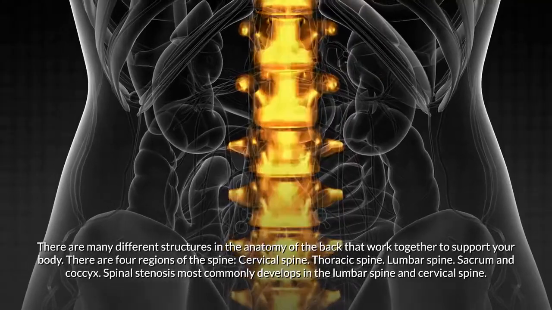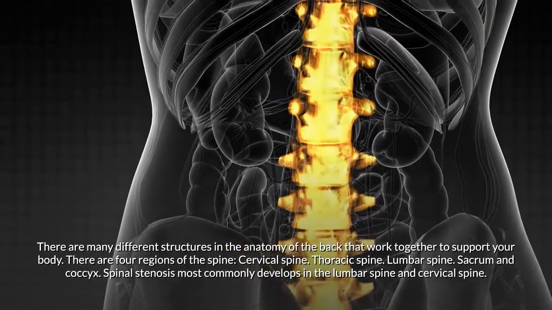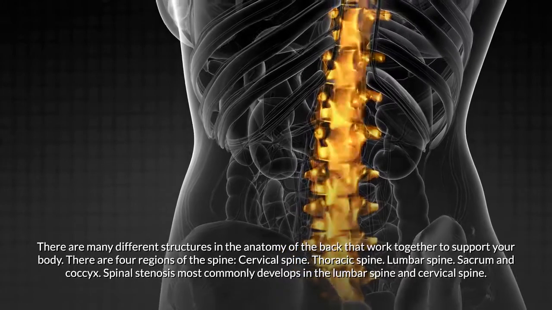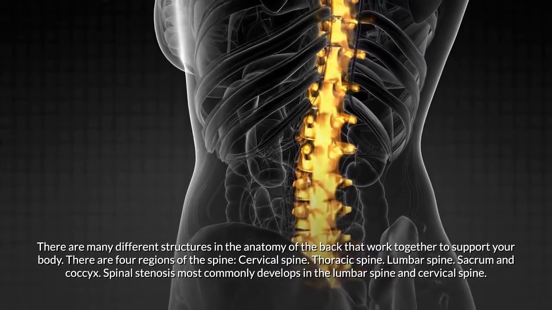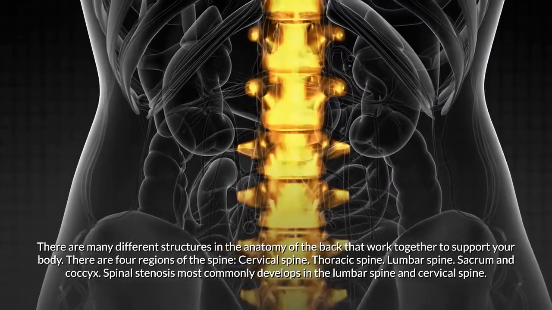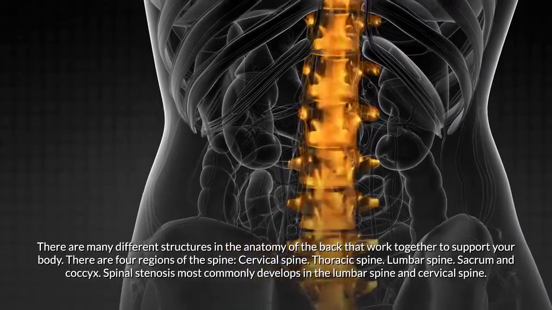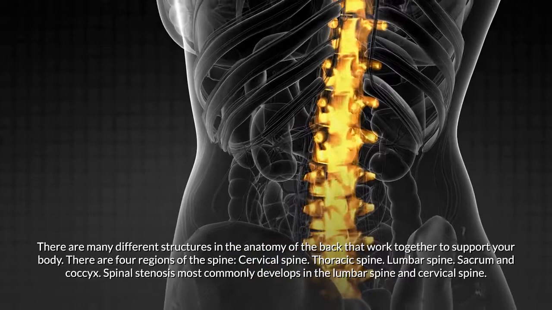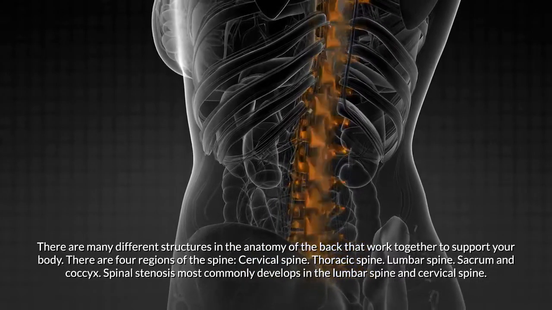There are many different structures in the anatomy of the back that work together to support your body. There are 4 regions of the spine: cervical spine, thoracic spine, lumbar spine, sacrum and coccyx. Spinal stenosis most commonly develops in the lumbar spine and cervical spine.